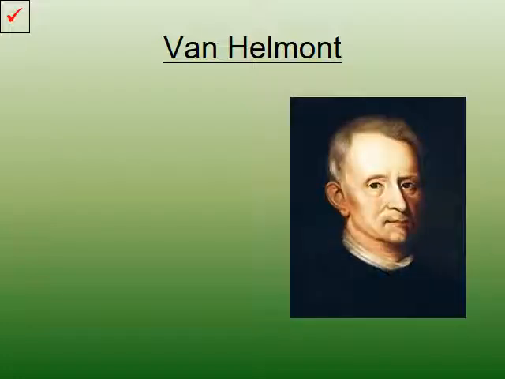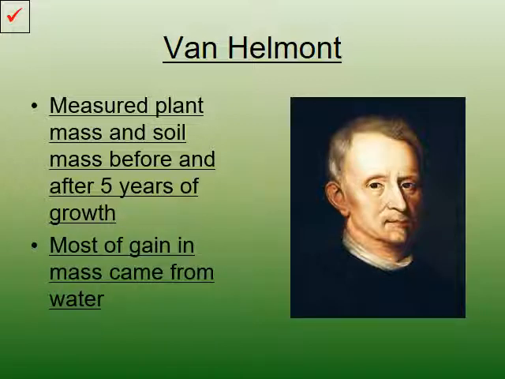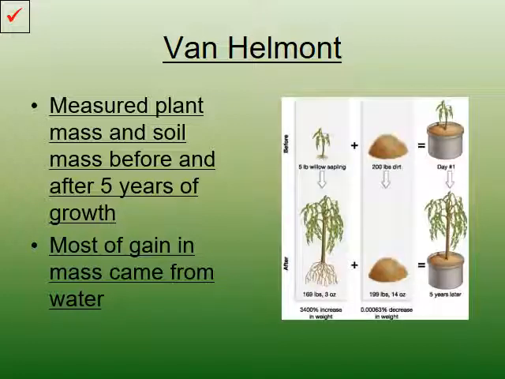Finally, we're going to discuss 3 scientists that lent some knowledge into plants and how they work. The first one is von Helmont. So von Helmont measured plant mass and soil mass before and after 5 years of growth. And he found that most of a plant's gain in mass did not come from the soil, but came from water. So if you take a look at his experiment here, he took a 5-pound willow sapling and 200 pounds of dirt, put it in a pot.